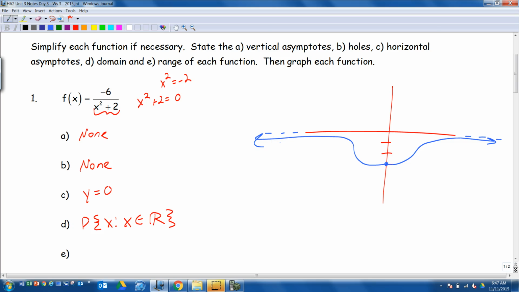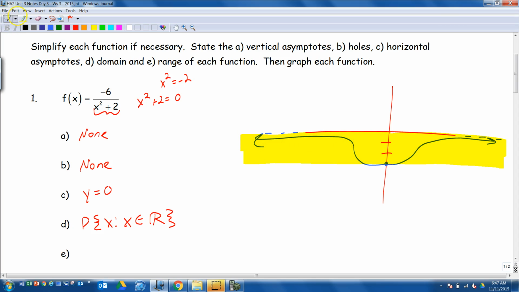Something like that. Okay? Now, range. Remember, range is where it exists. This is one where it only exists in a very short region here. The graph exists only in this y range. Remember, range is y. Think of it as like the height.